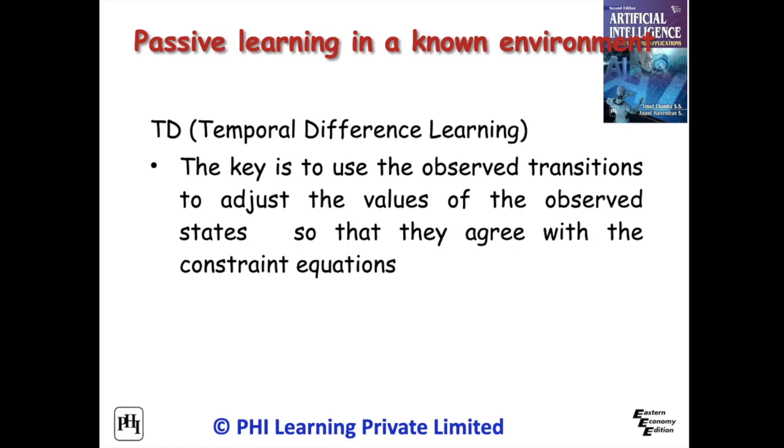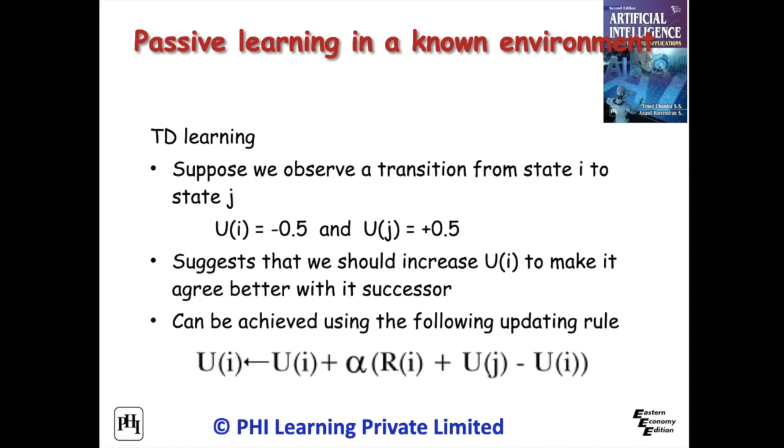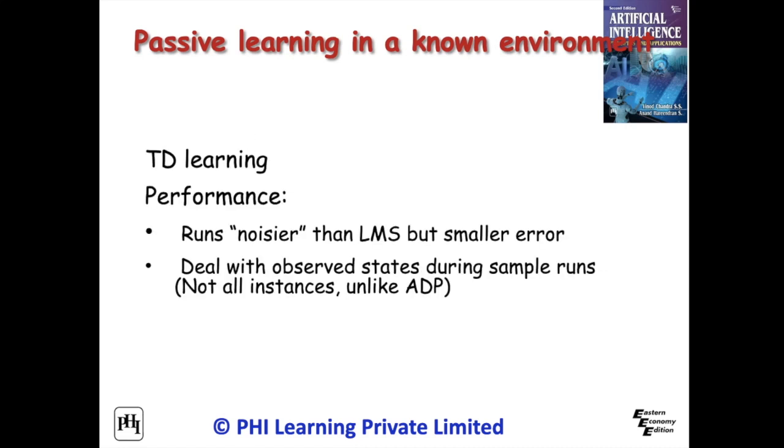We can update the prediction at any given time slot to bring it closer to the prediction of the same quantity for the next time slot. Temporal difference learning algorithms are widely employed in the area of reinforcement learning for predicting the total amount of reward expected over the near future. The performance of temporal difference learning is better than the least mean square algorithm in terms of error. Temporal difference learning deals with observed states during sample runs.